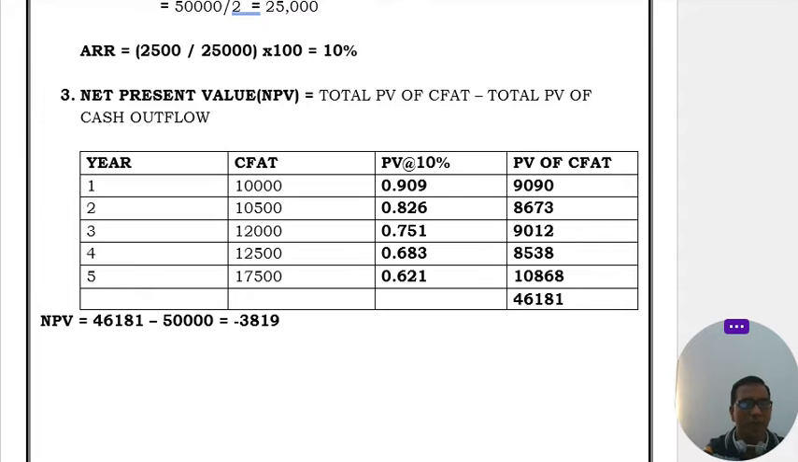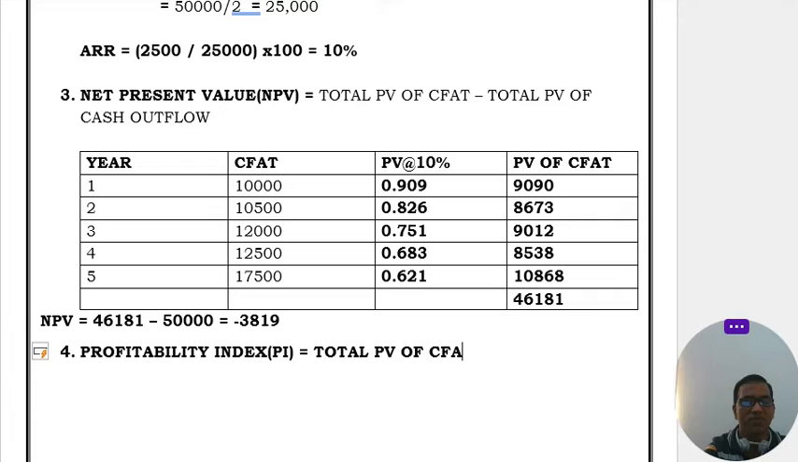NPV is negative. What about PI? Profitability index. PI is equal to total PV of CFAT divided by total PV of cash outflow.